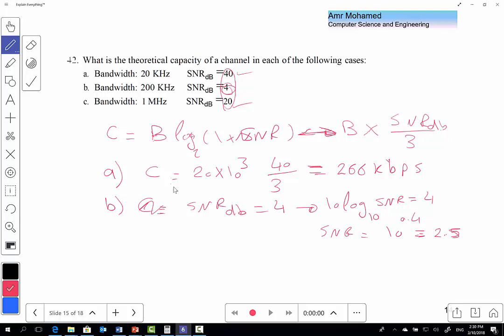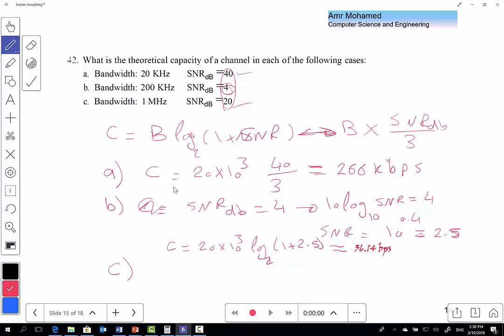Okay, so the capacity equals 20 times 10 to the power 3 log 2 of 1 plus 2.5. So that's for the case C.